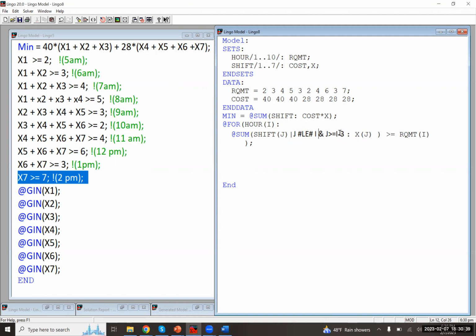And again, J is, this time, greater than or equal to I minus 3. So I can take this out, since I already included it.